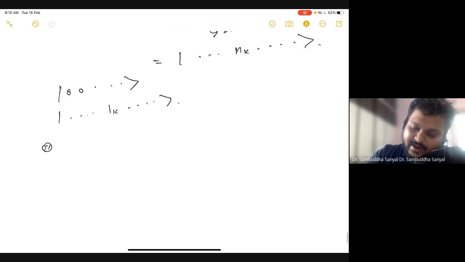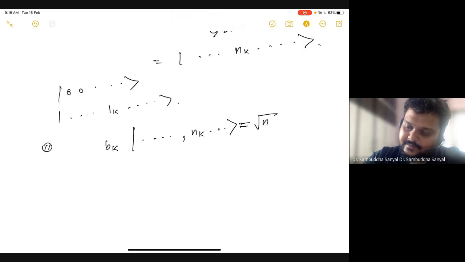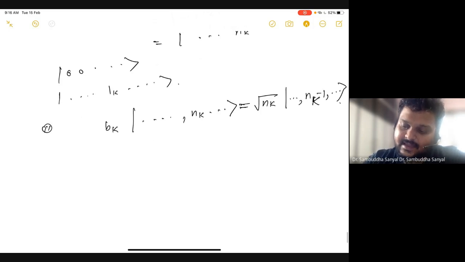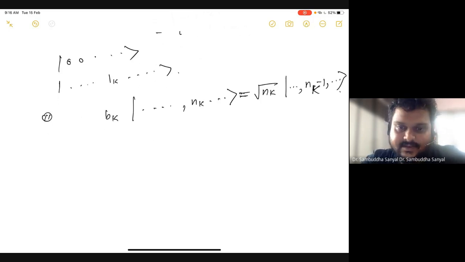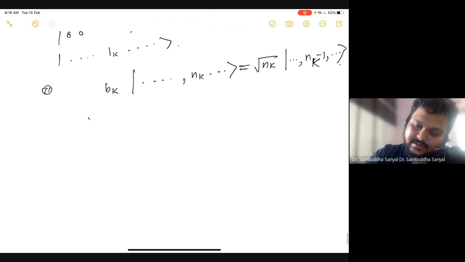Now I want to define the operator bk that acts on |nk> and gives me square root of nk times |nk minus 1>. It kills a particle from the kth state, and the square root is required because of the normalization. And bk dagger does the following.